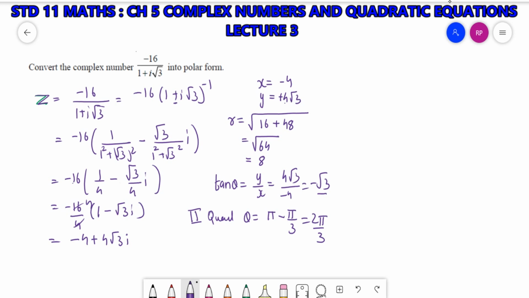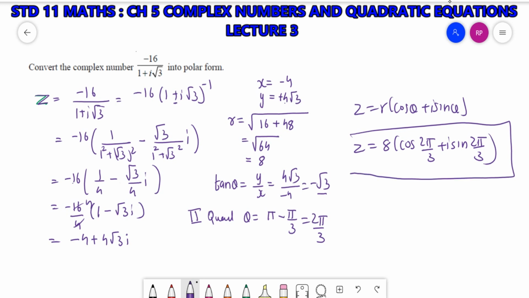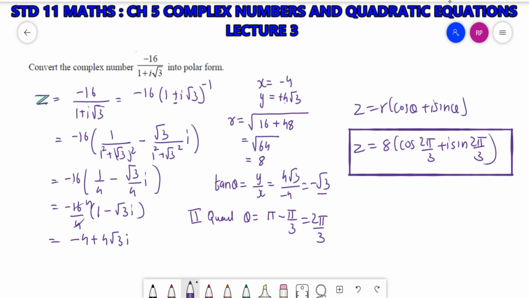So representing it in polar form, z is equal to r times cos theta plus i sin theta. So this will be z equal to 8 times cos 2 pi by 3 plus i sin 2 pi by 3. This is the representation of this complex number in polar form. Just note it down.